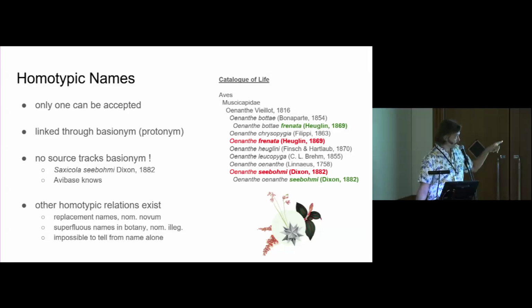There are other homotypic relations also than just the basenym relation. So in theory, you can have replacement names or illegal superfluous names that are all based on the same type. If people provide us with this relation explicitly, we can make use of that to improve the inserted names. But it's impossible to detect that from the name alone.